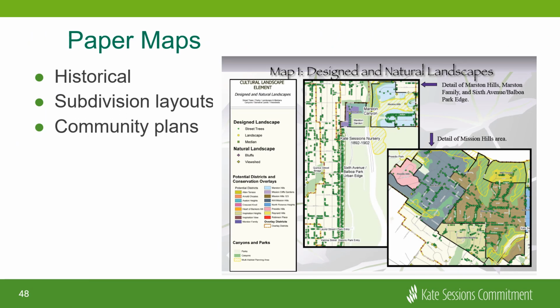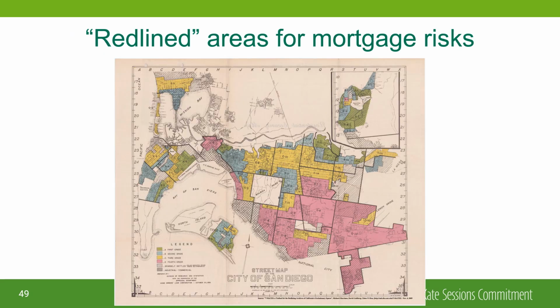Until recently, maps were printed on paper and were not interactive. This map shows historical landscapes in Mission Hills. Maps were published in the 1930s to indicate lending risks. High risks were shown in red and generally applied to neighborhoods with small lots and non-white populations.